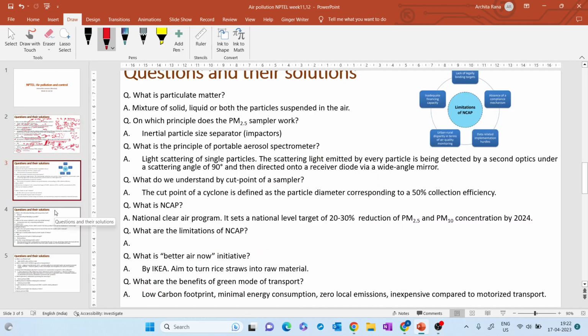Okay. Next is, we've been saying particulate matter since the beginning of this course, so what exactly is particulate matter? It has a very simple definition: any solid particle, meaning anything which has a structure or a size in the atmosphere, and liquid, or both of them, suspended in air.